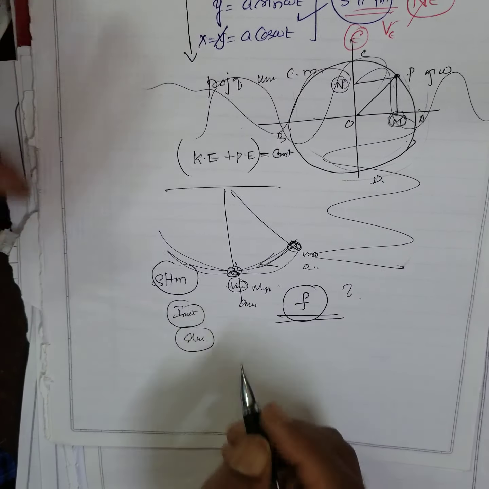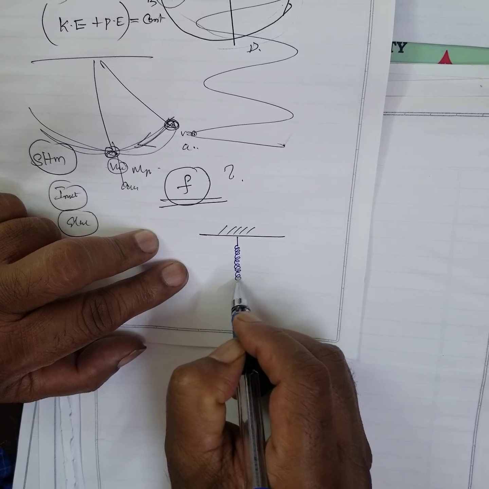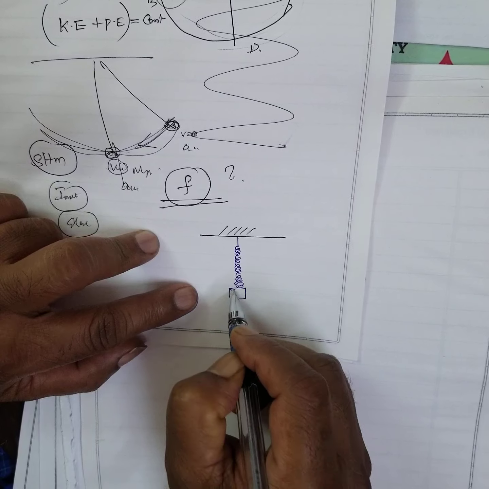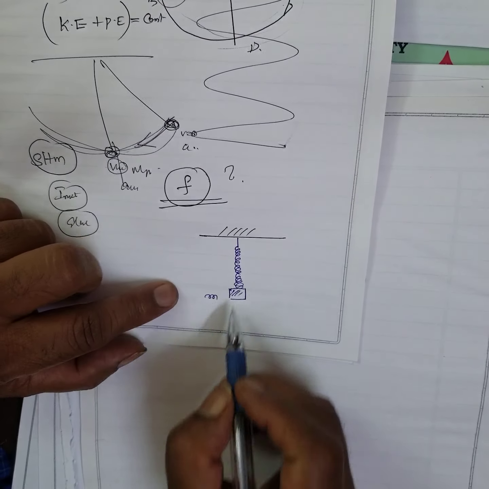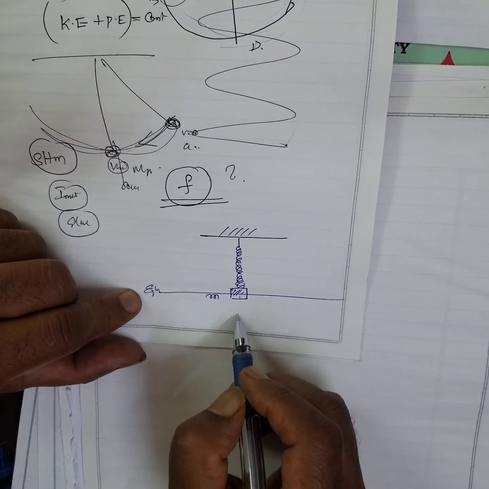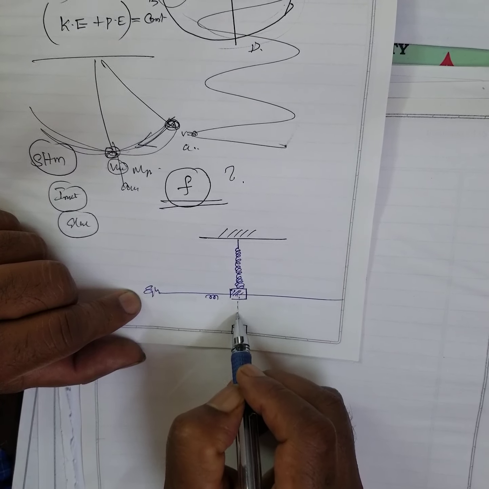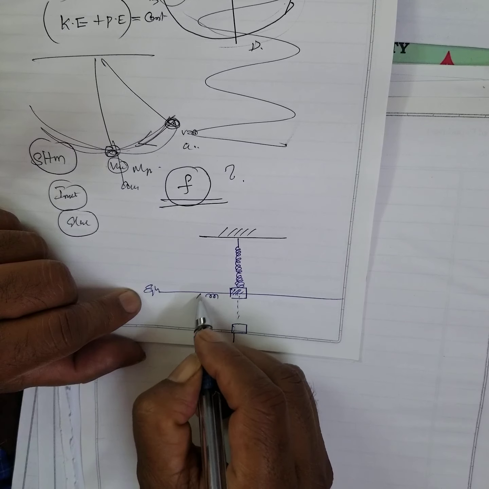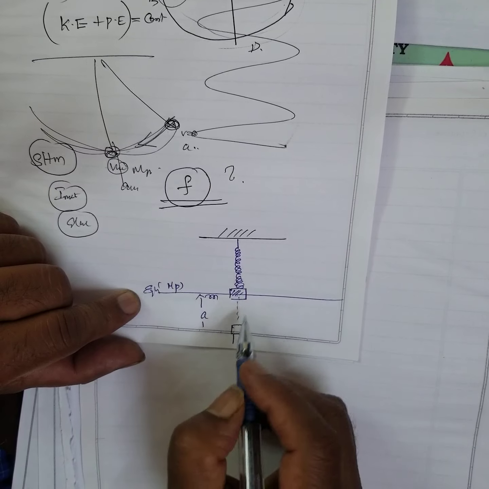Now I have to give another example. Suppose there is a mass M, a body attached to a spring. Now it is at the equilibrium position. Now you pull it to the maximum. This distance I pull it. This is the maximum displacement from the equilibrium position or mean position. When I release it, what will happen?